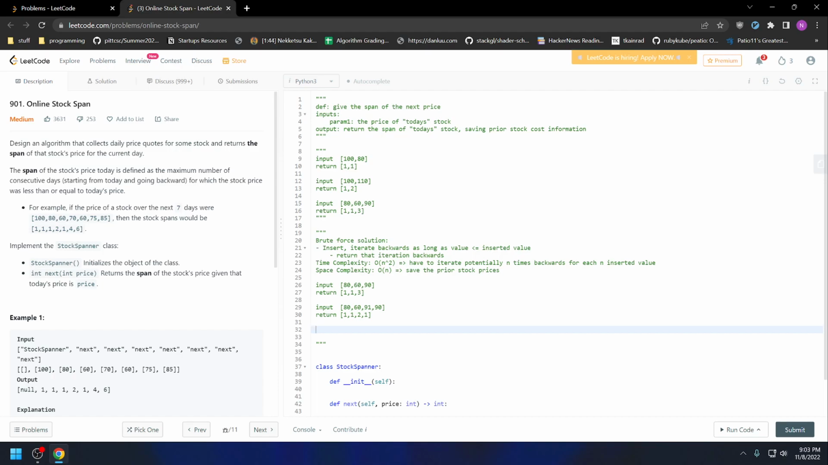So I'm looking to kind of cache the span so I don't have to go over and research it. And I'm trying to think of a way to store that. Hash.